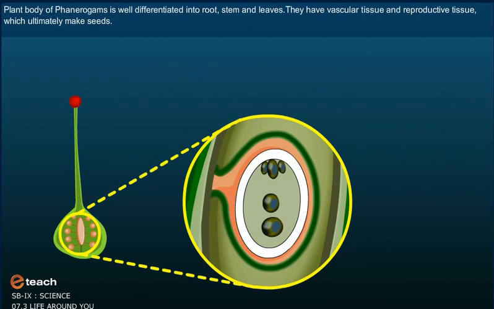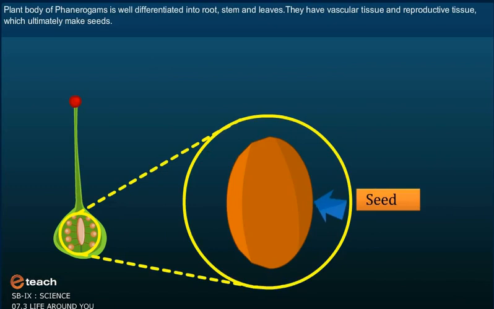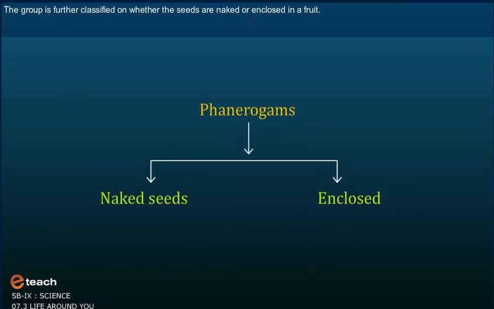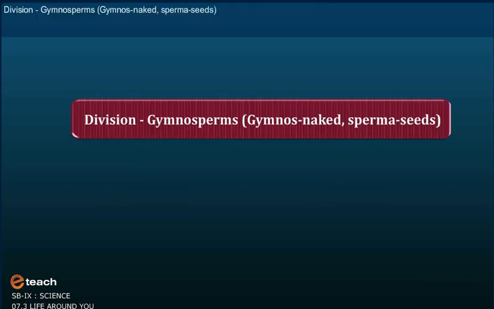Plant body of phanerogams is well differentiated into root, stem and leaves. They have vascular tissue and reproductive tissue which ultimately make seeds. The group is further classified on whether the seeds are naked or enclosed in a fruit. Division: Gymnosperms. Gymnos means naked and sperma means seeds.